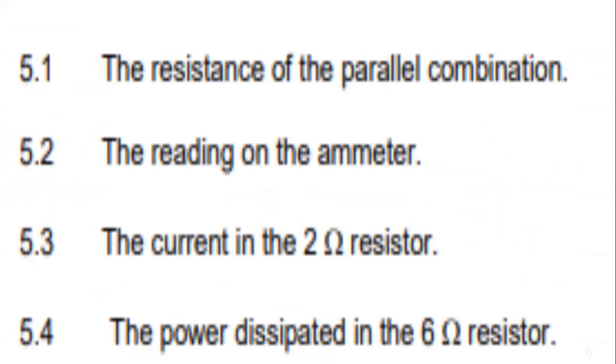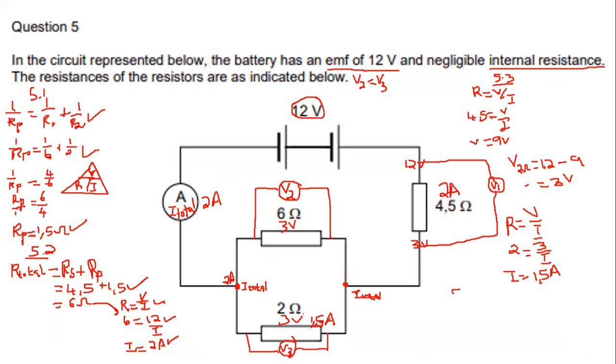Then we are required to calculate the power dissipated in the 6 ohm resistor. So this is 5.4. So we want to know what is the power that is dissipated in this resistor. So Elena could say, I know the value of resistance, it's 6 ohms. I know the value of V, it's 3. So I will say P is equal to V squared over R.